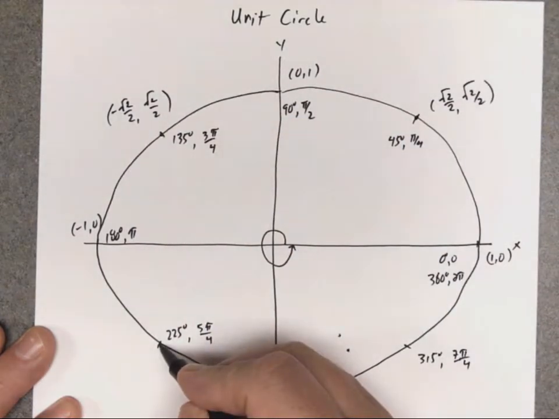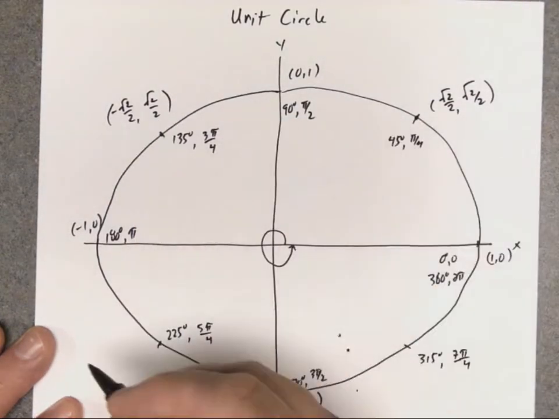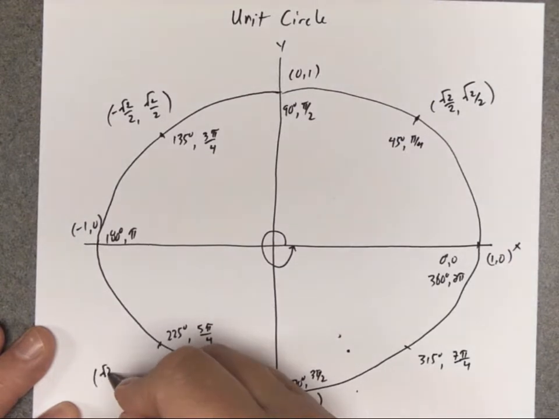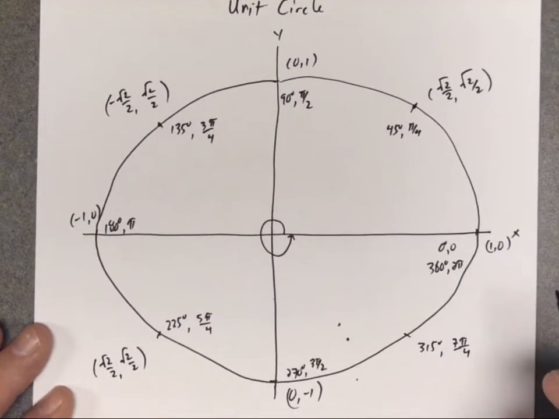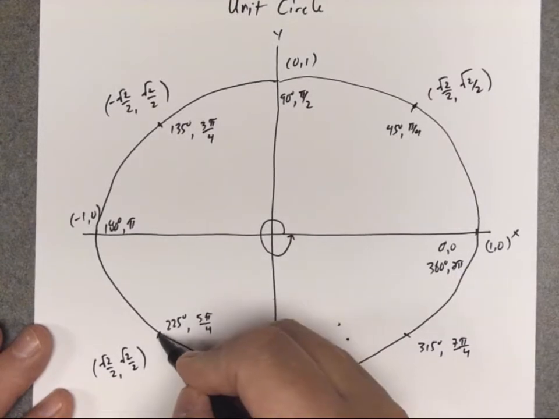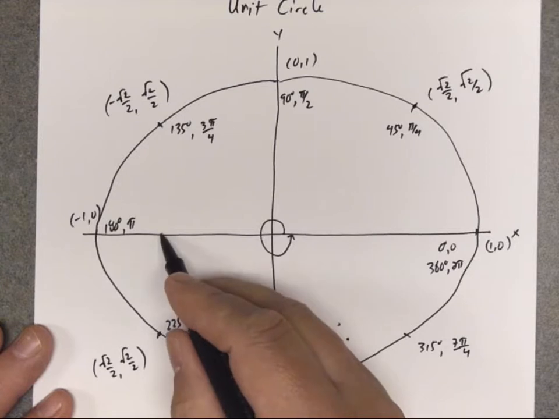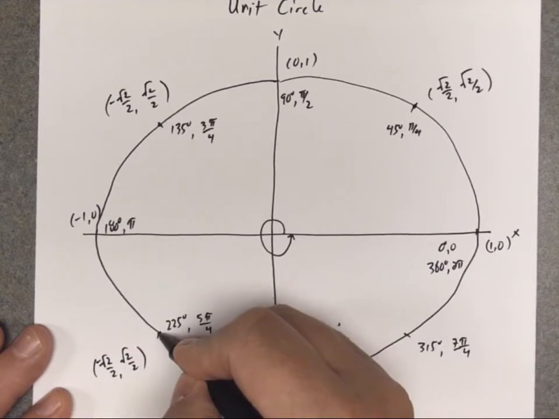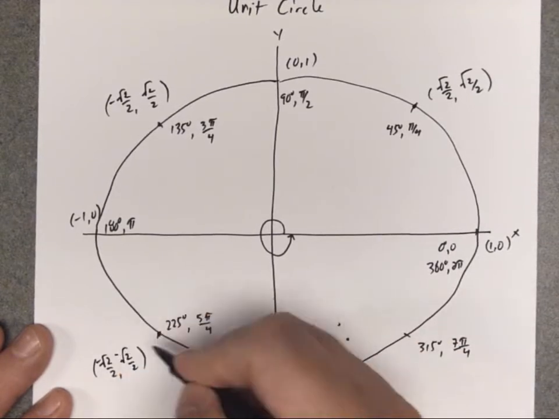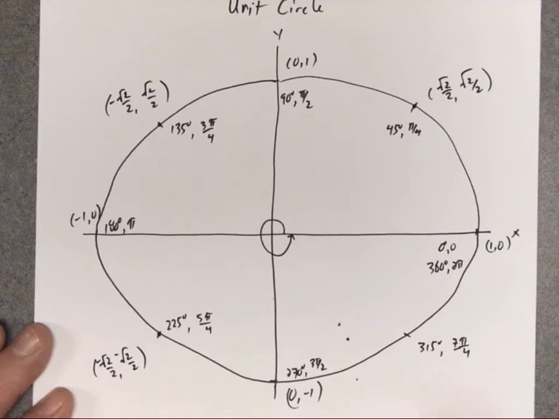I do the same thing here. The numbers are the same all the way around. Square root of 2 over 2, square root of 2 over 2. And then I ask myself, for this point here, is x positive or negative? Well, obviously x is negative. And then y, what is y of this point here? Well, it's also negative. Therefore, in the third quadrant, I've got negative square root of 2 over 2, negative square root of 2 over 2.